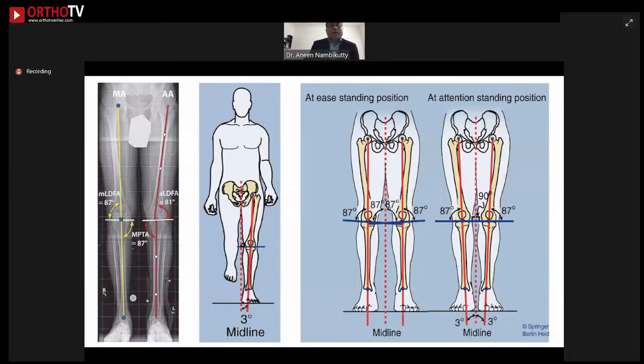When you see the standing phase in a single stance and a dual stance on gait, the mechanical axis is usually around 3 degrees to the vertical, but it comes perpendicular only when you have an easy standing position. So in a single stance and a double stance in a gait, usually the varus native tibia, 3 degrees varus, is parallel to the ground because of this 3 degrees.